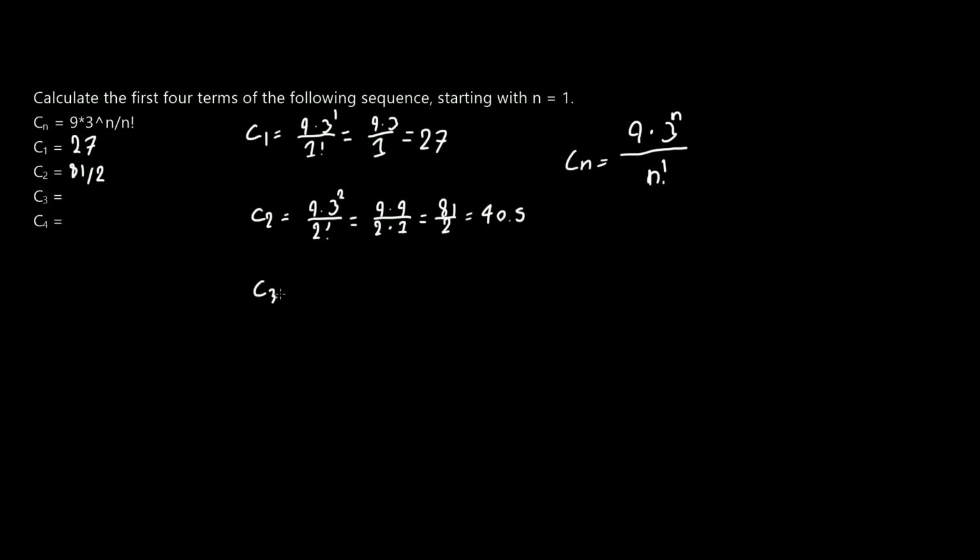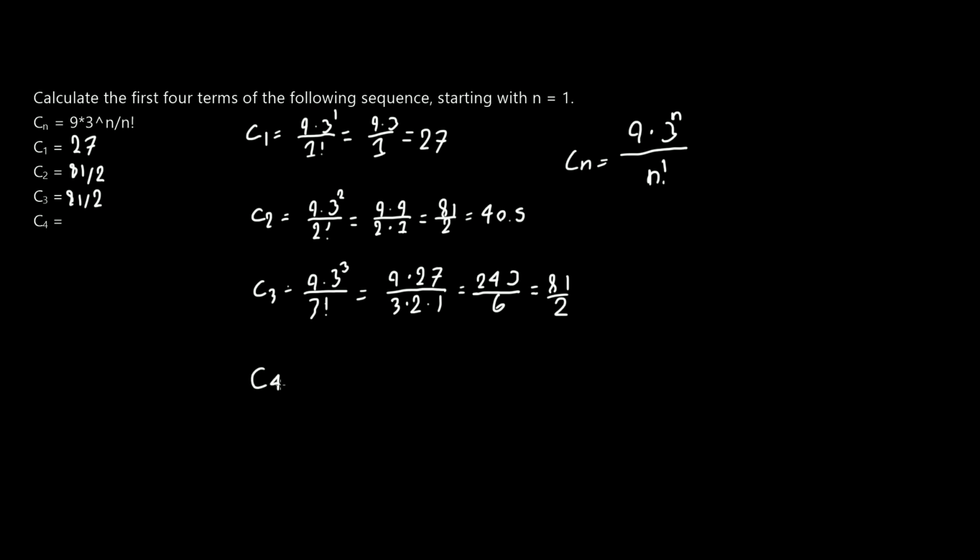And now for c sub 3, we're going to have 9 times 3 to the power of 3 divided by 3 factorial. On the top we're going to have 9 multiplied by 3 cubed. 3 times 3 is 9, and 9 multiplied by 3 again is 27. And then it's going to be divided by 3 factorial, so 3 times 2 times 1. The top will be 243, and the bottom will be 3 times 2, which is 6. This will also simplify to 81 over 2. So we're going to have 81 over 2 as an answer for this one as well.